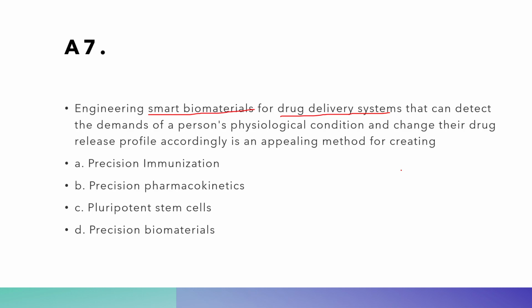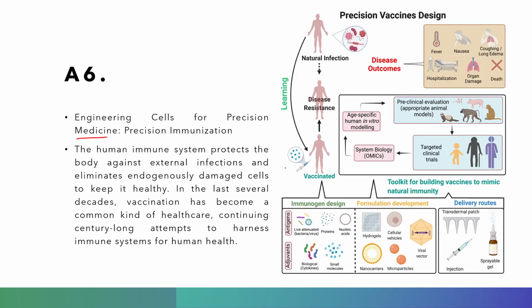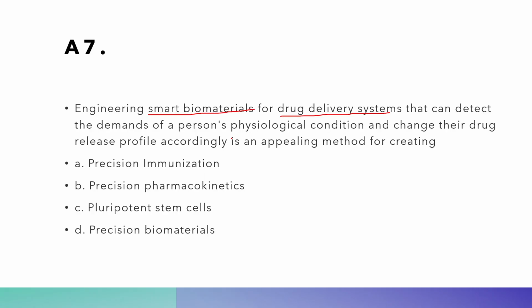Just try to understand, okay? See here, engineering cell for precision medicine. Here we are engineering cells. That's why it is called precision immunization. But now here we are seeing engineering smart biomaterials for drug delivery systems that can detect the demands of a person's physiological condition and change their drug release profile accordingly is an appealing method. So why are we talking about this drug delivery system and drug release method?